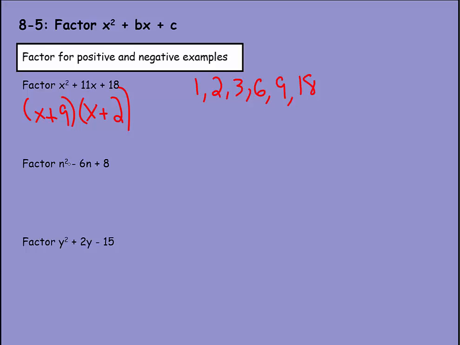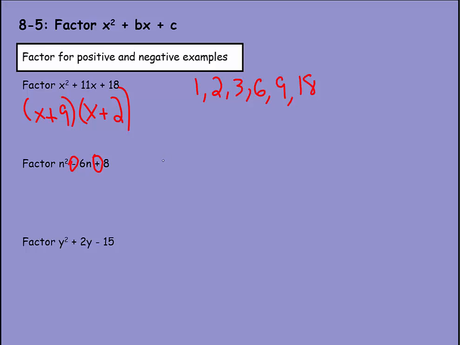Now I have n squared minus 6n plus 8. Here you notice that the sum is negative and then the product is positive. Whenever you see a positive product, that means that both numbers either need to be positive or negative, because a positive times a negative is a negative number. And since I see that the sum is negative, that means it's got to be two negative numbers.